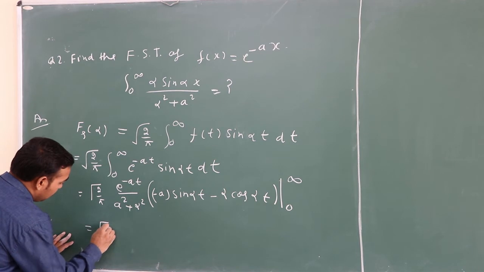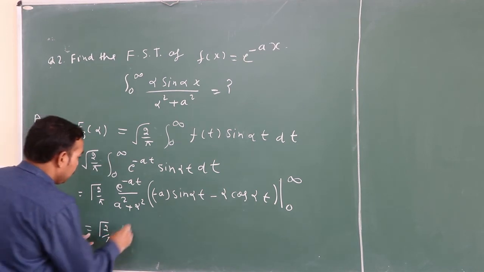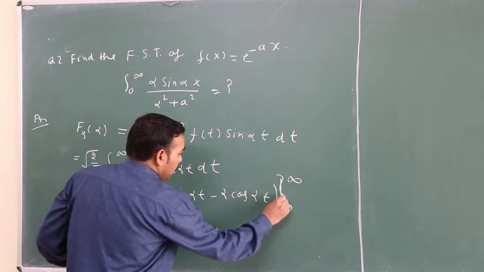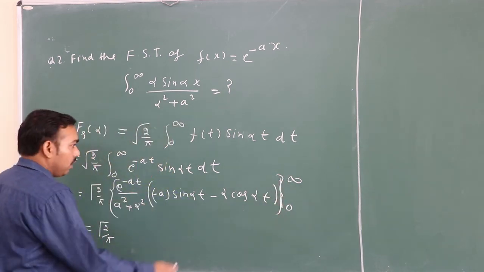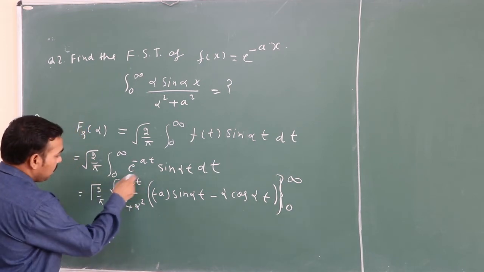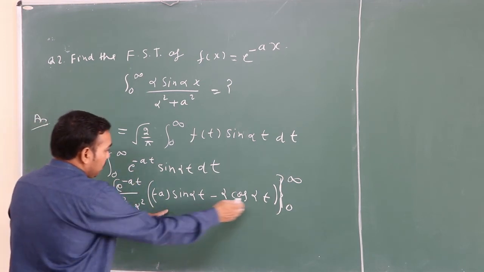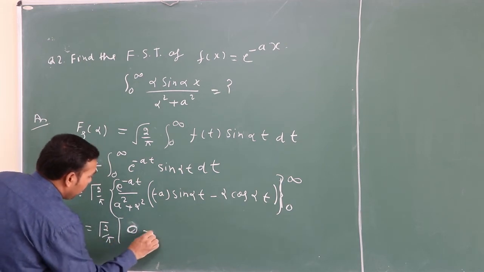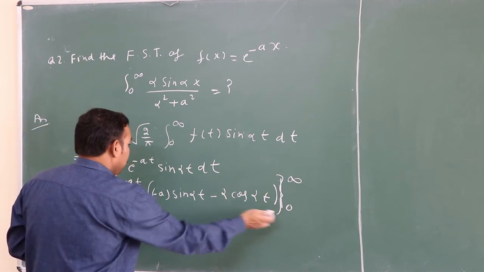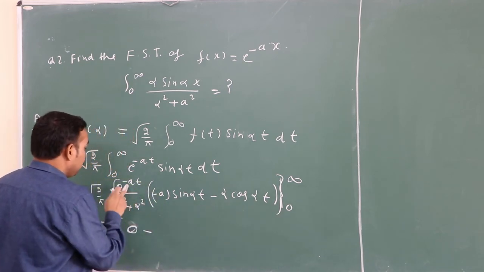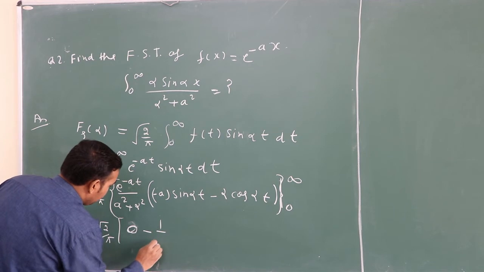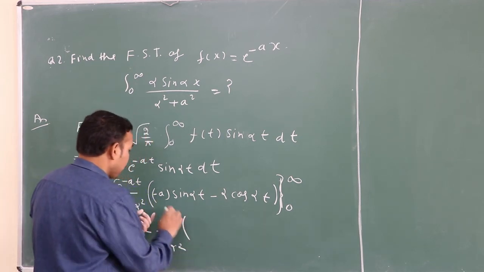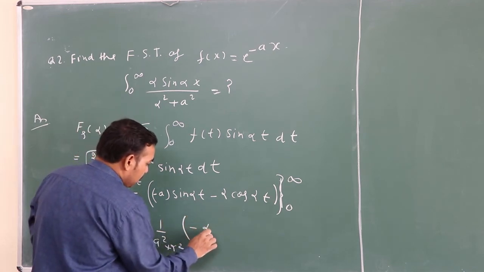So here, if we take the limit for t going to infinity, this term should be 0, so all these terms should be 0. So this is 0 minus the value at t equal to 0. So this gives a square plus alpha square in the denominator, and the sine term is 0, and this is minus alpha.